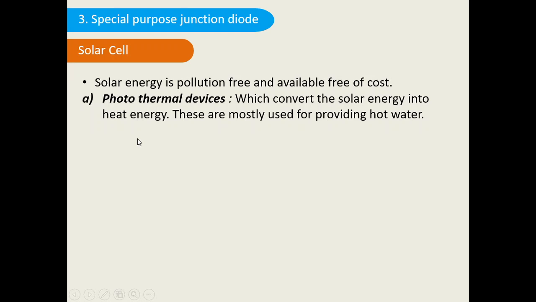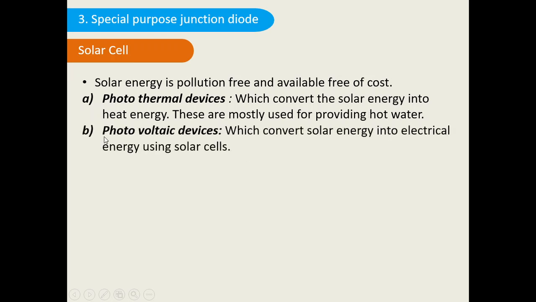But our topic is something else. We do not want solar energy to get converted to heat energy. We want solar energy to get converted into electrical energy, and that is done by the next device, called the photovoltaic device. The solar cell is also called a photovoltaic cell. So what are photovoltaic cells? Photo means photons. Photons means what? Light. Thermal means heat energy.